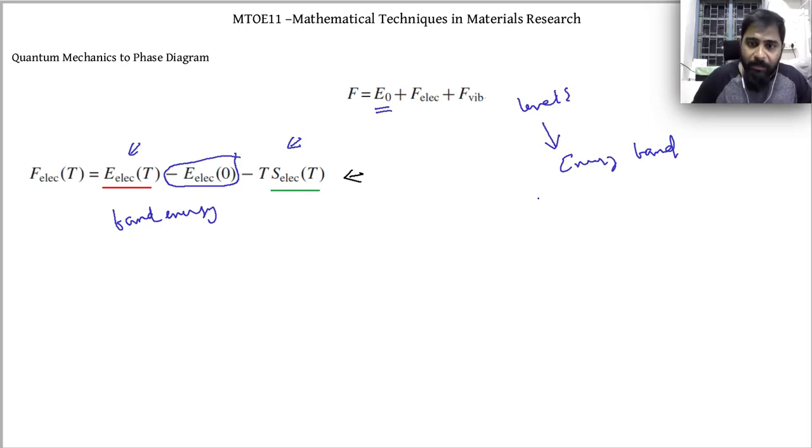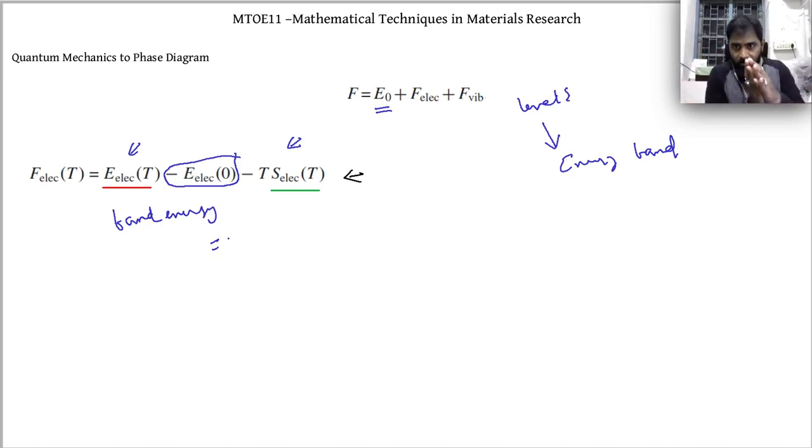Now, depending on the temperature, the number of electrons that occupy a given energy in this energy band is going to vary. So what band energy helps us do is calculate the overall energy of my electrons by considering the different energy levels my electrons occupy.